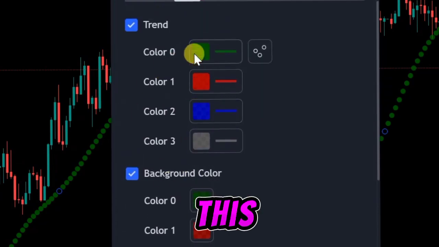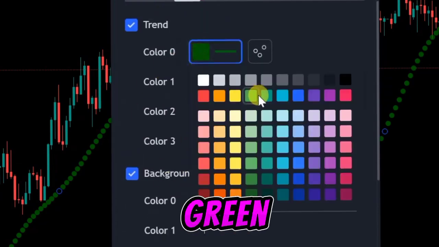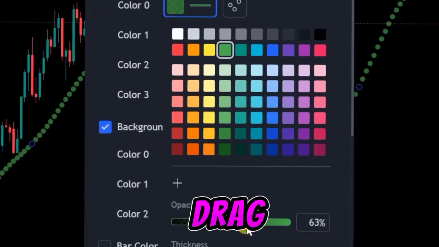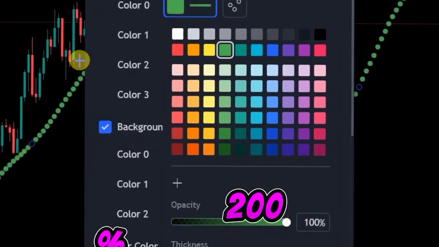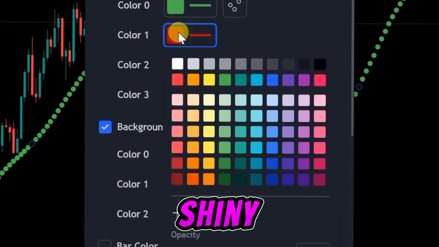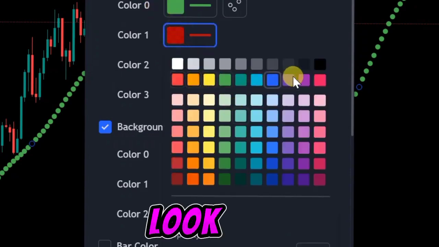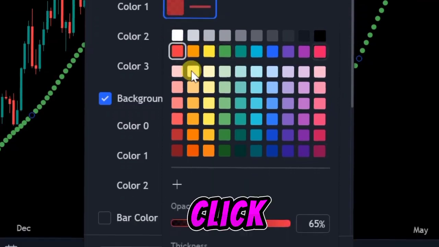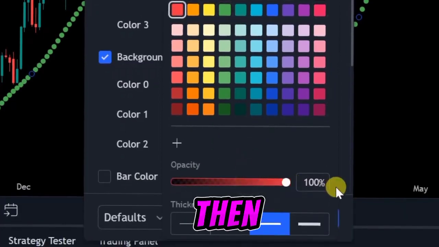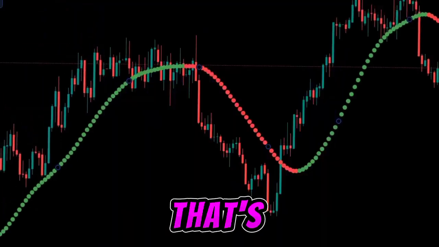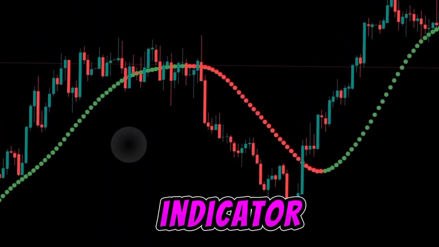Now this trend color right here, click on this green and then put it on this one, and then drag this to 100% so that it can be a little bit more shiny for it to easily look at. Now the next thing is to click on this red. Okay, that's pink. Let's just click on this red and then make sure you drag this to 100%. I think we're good to go. So that's all the settings you need to do for this indicator.